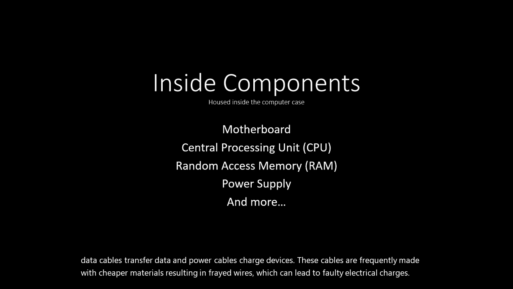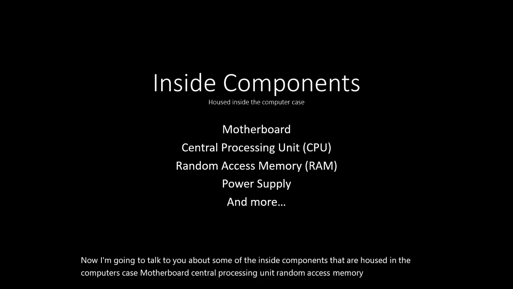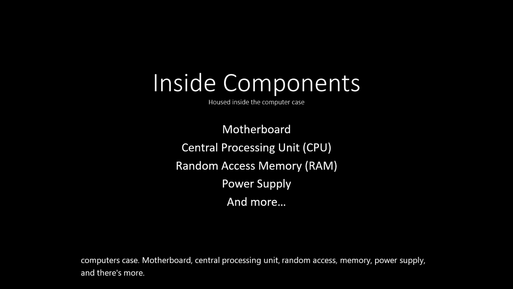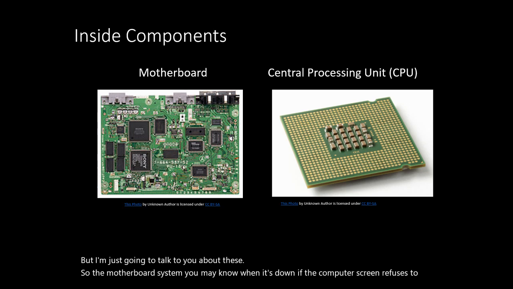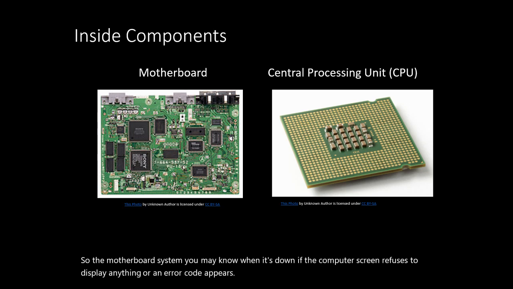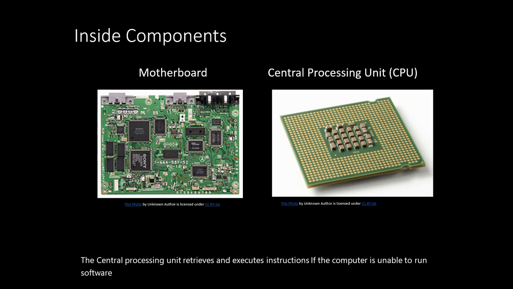Now, I'm going to talk to you about some of the inside components that are housed in the computer's case: motherboard, central processing unit, random access memory, power supply, and there's more. But I'm just going to talk to you about these. So, the motherboard system, you may know when it's down if the computer screen refuses to display anything or an error code appears. The central processing unit retrieves and executes instructions. If the computer is unable to run software, this may be signs of malfunction.